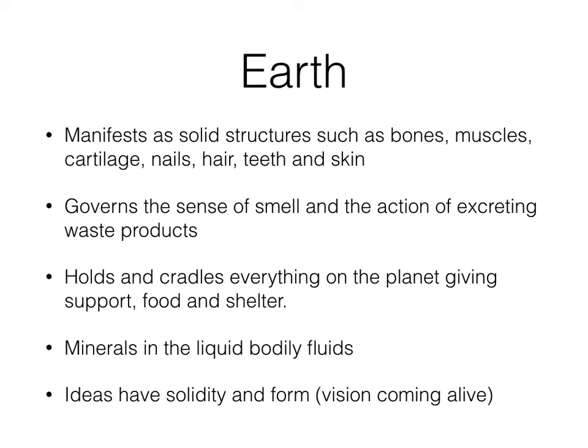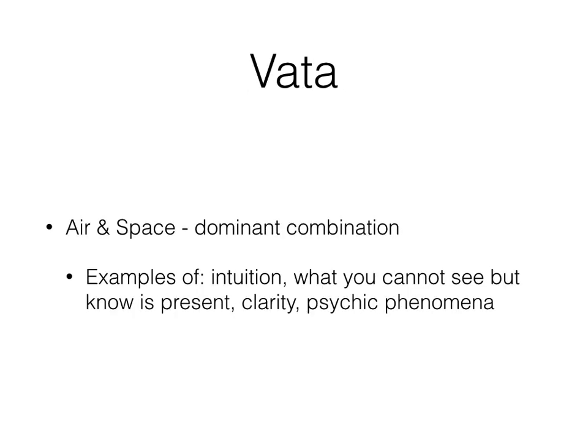So when we look at the doshas from here, the Vata dosha is the dominant combination of air and space. A person who has Vata dosha as their dominant constitution has the ability to be very intuitive. They can see and feel what is not present. They have clarity and perhaps some psychic phenomena, like the ability to predict what's going to happen. It's not true for everyone, but the air and space elements, when very connected to the essence of the Vata dosha, these are the principal qualities of them.